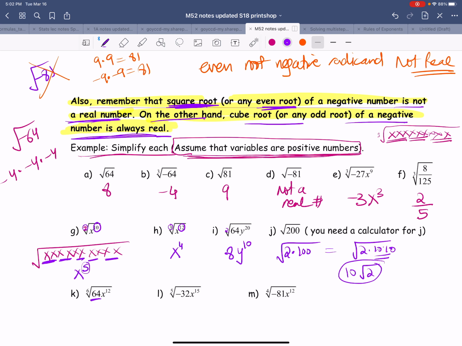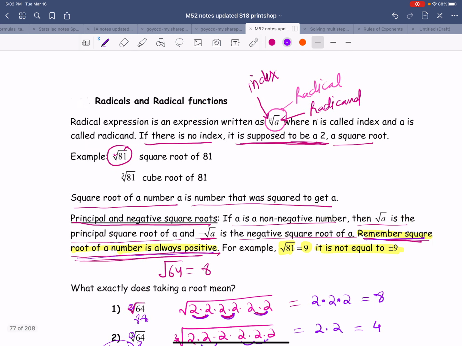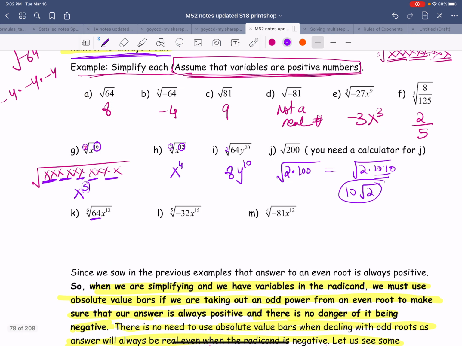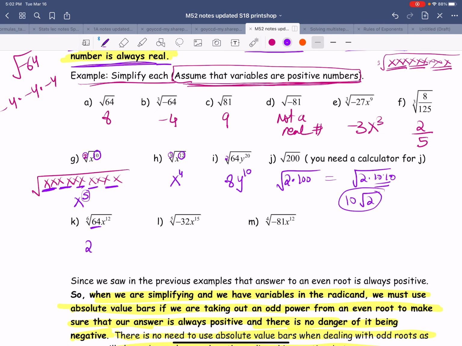Well, we just talked about 6th root of 64 in the previous page here. 6th root of 64 is equal to 2. You can expand it if you prefer. And for x to the 12th, we have 12 x's inside. We're looking for groups of 6 x's. There's going to be 2 of those. So 2x squared. Is it okay to have negative in the odd root?